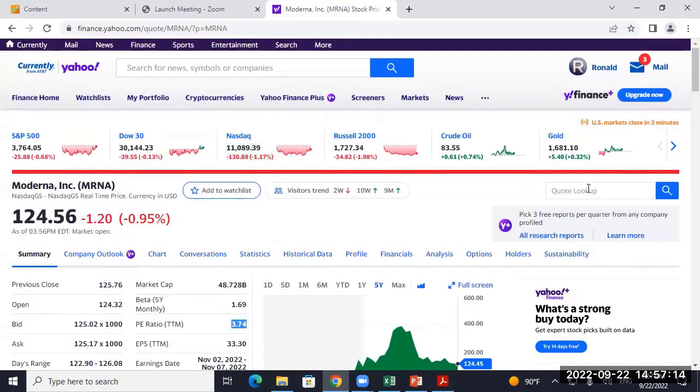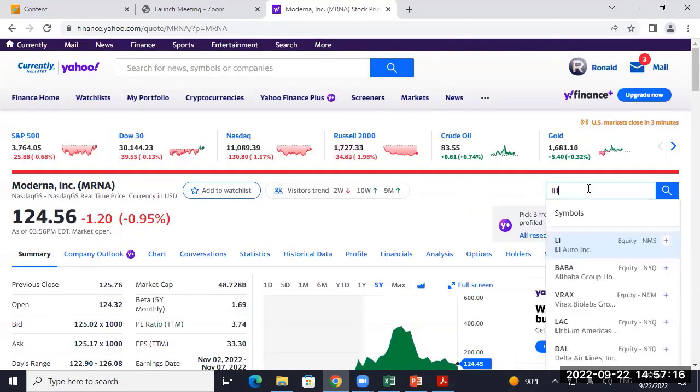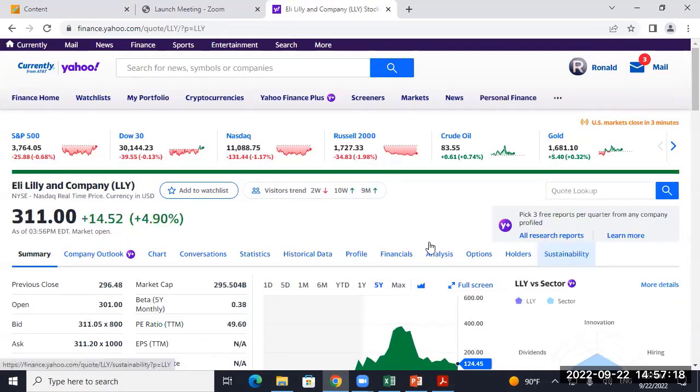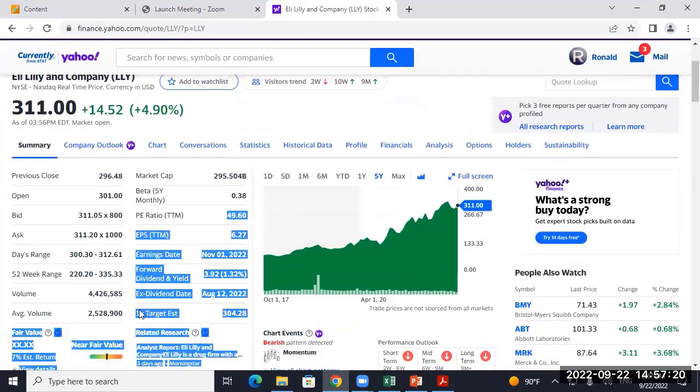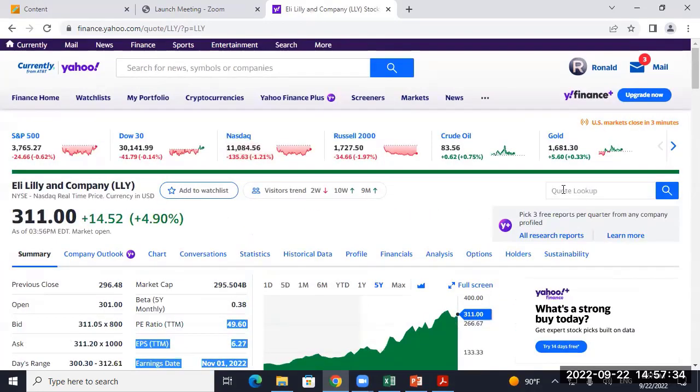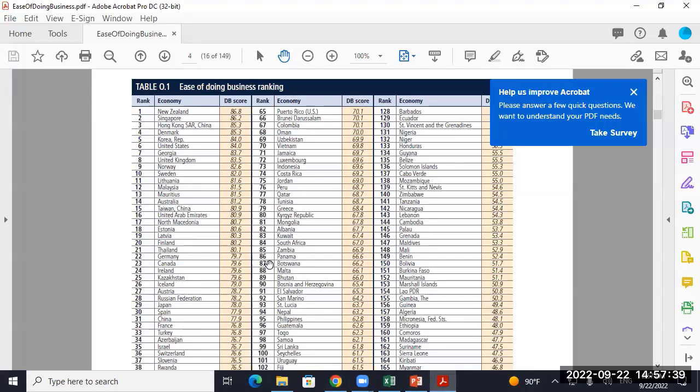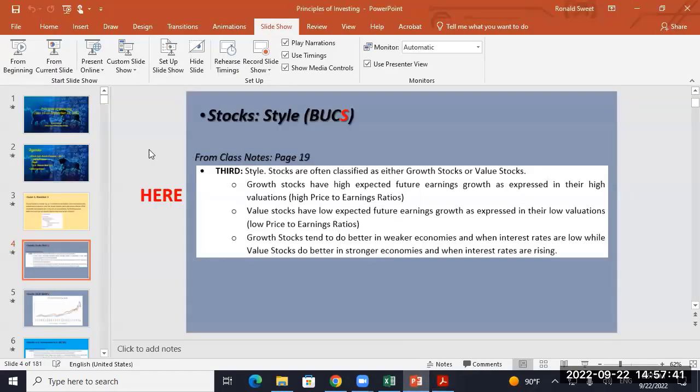Are all pharmaceuticals like that? Eli Lilly is a 50 PE. Why is that pharmaceutical trading at almost 50 times earnings, while Moderna is only trading at 3? All right. So that's value versus growth.